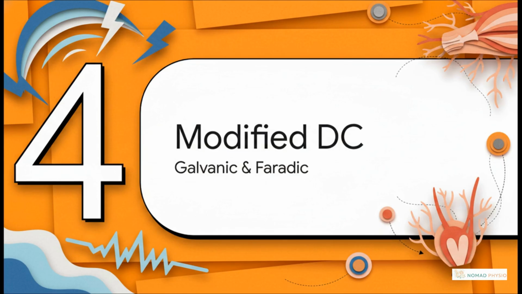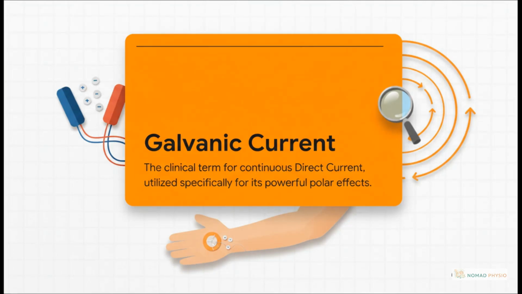We're going to focus on galvanic and faradic currents. First up, galvanic current. And let's be really precise here. Galvanic current isn't truly a modification, but it's the clinical term we use for the application of continuous direct current. So when you read galvanic on a machine or in a textbook, just think DC applied therapeutically. Its use is almost entirely centered on leveraging those powerful polar effects, with iontophoresis being the classic example.